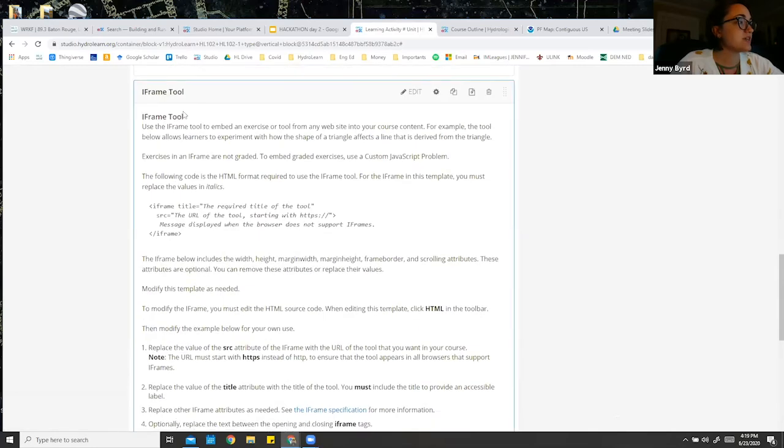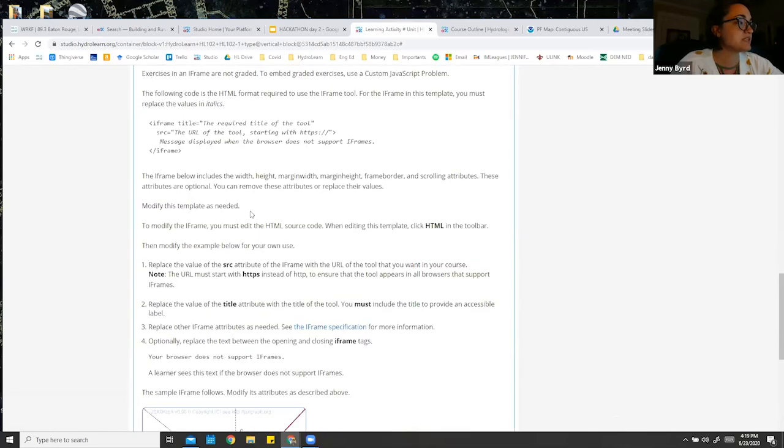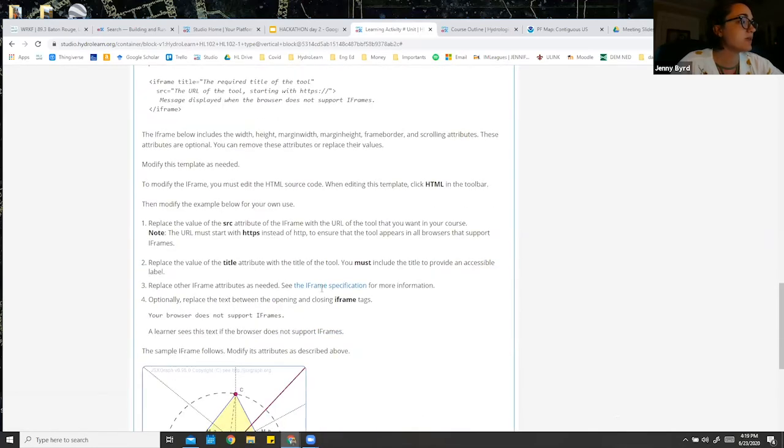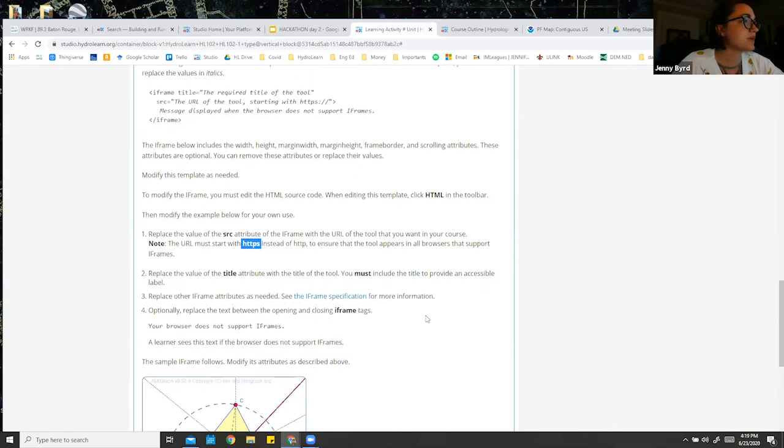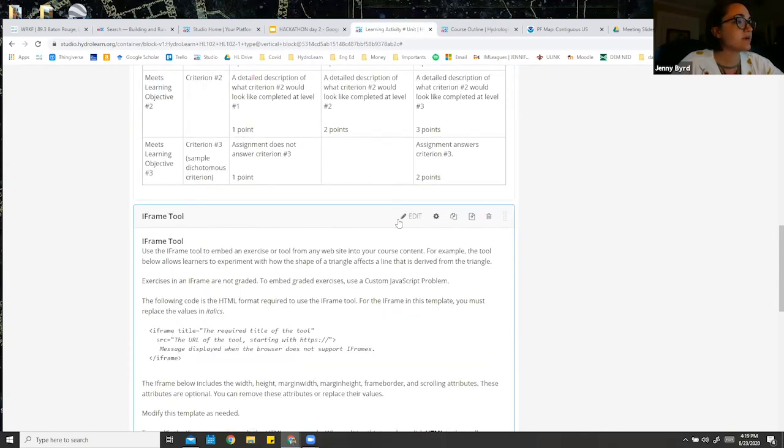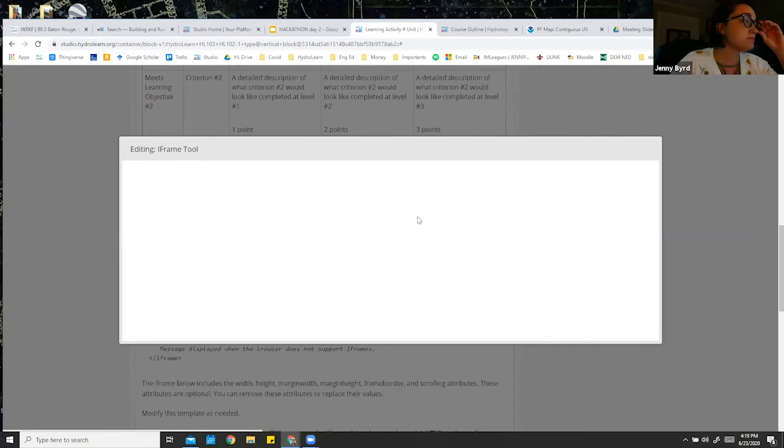As you can see, the iframe tool comes with some pretty detailed instructions already. I think the important thing to note is that when you modify the URL, it must be from a secure website, so it has to say HTTPS at the beginning of the URL. And then in order to edit this component, you just click the edit button.